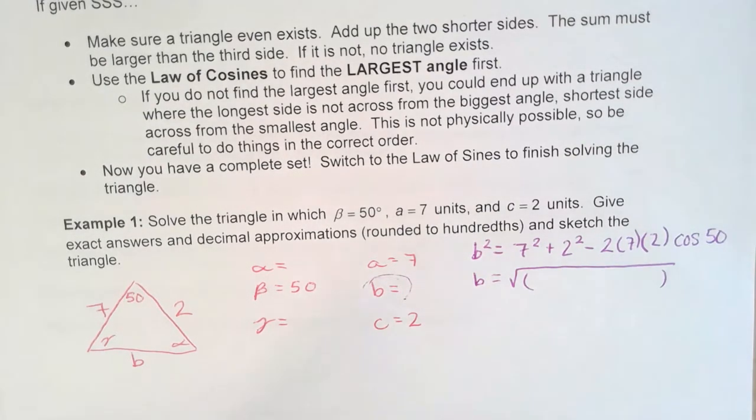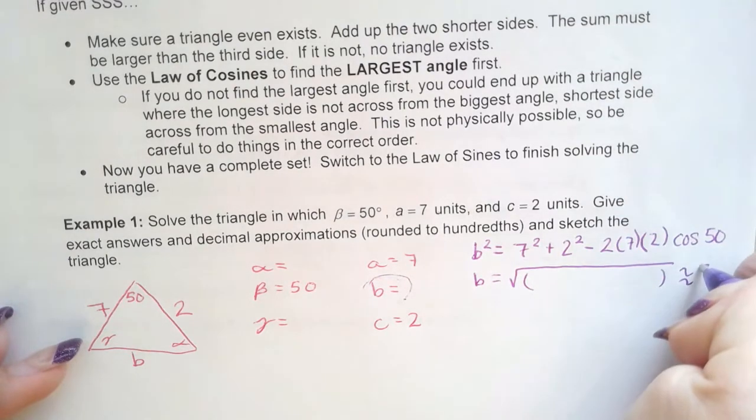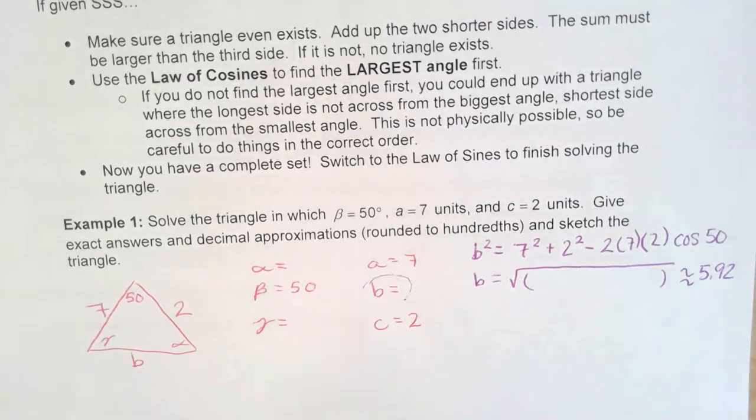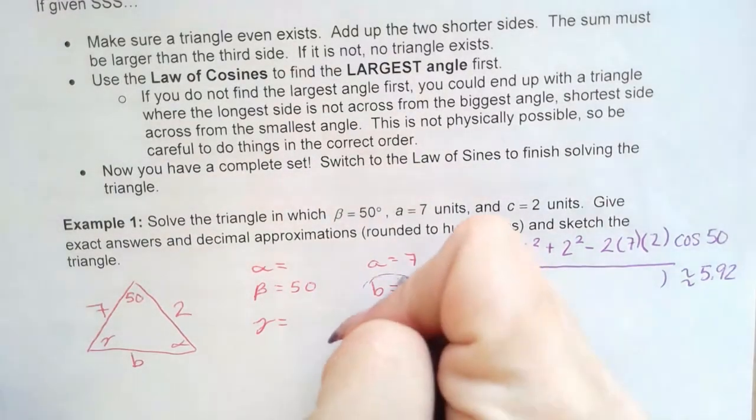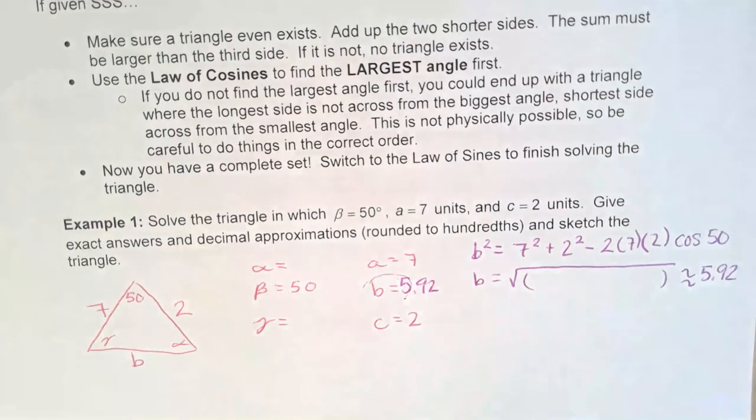Which will give us the approximation of 5.92. Okay, so I'm going to put that in there, 5.92. Okay, now we can use the law of sines and go for the smaller angle.